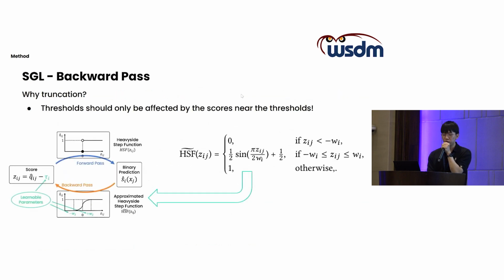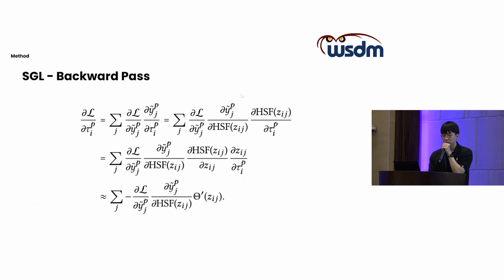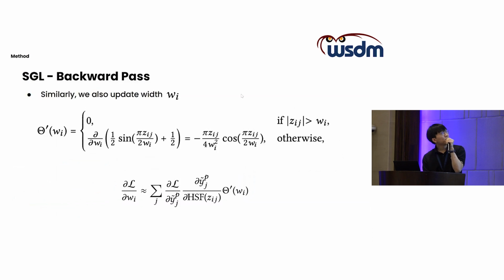The idea of truncation comes from the insight that thresholds should only be affected by the scores near the thresholds. By using the truncated sine function, we prevent values far from the threshold from interfering optimization. Here, a learnable parameter W called width controls the range of the truncation. Using the surrogate gradient, the gradient for threshold can be easily computed as this. Similarly, we also update width W as follows.